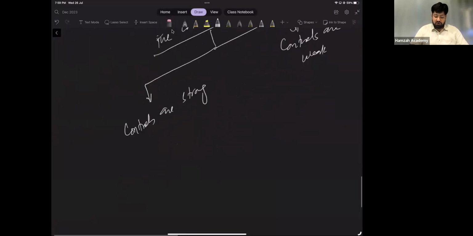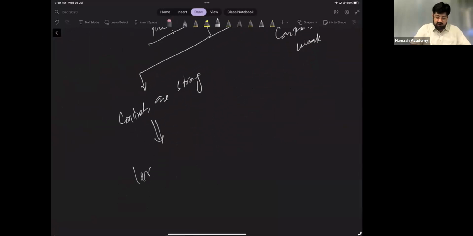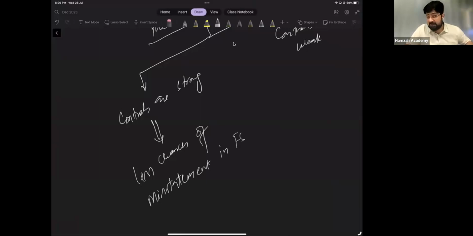If controls are strong, it means there are less chances of misstatement in financial statements. What is meant by misstatement? Something which is recorded incorrectly, something which is not recorded at the correct amount, at the correct place, or something which should have been recorded but is missed.